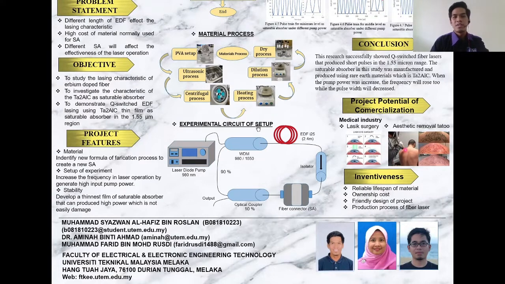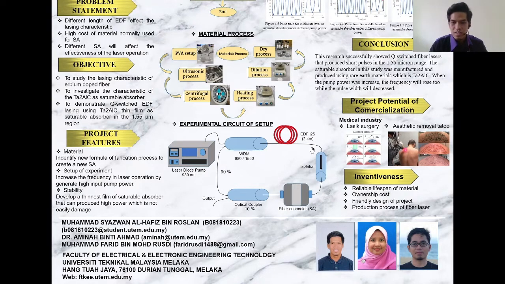So about the experimental circuit of the setup. At first, the laser diode pump at 980 nanometer will pump the optic laser through the WDM, which is the wavelength division multiplexer. WDM is used to multiplex optical carrier signals, and then we go through the EDF to continue to gain at the gain medium, EDF with 2.4 meter, through the isolator.